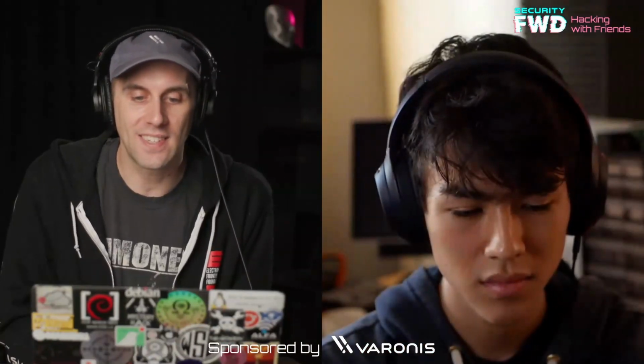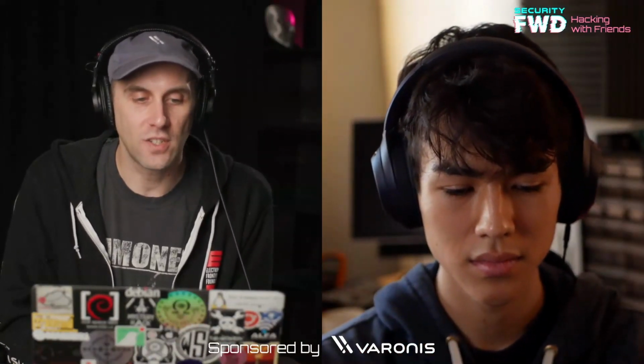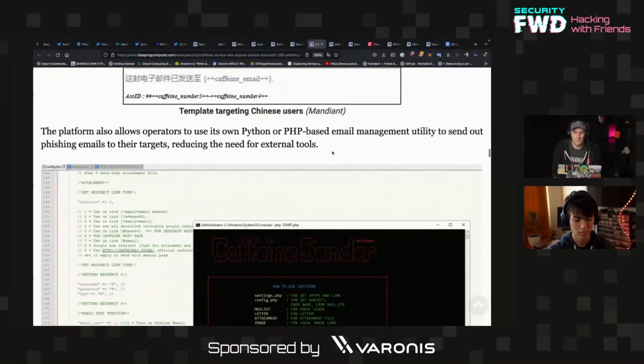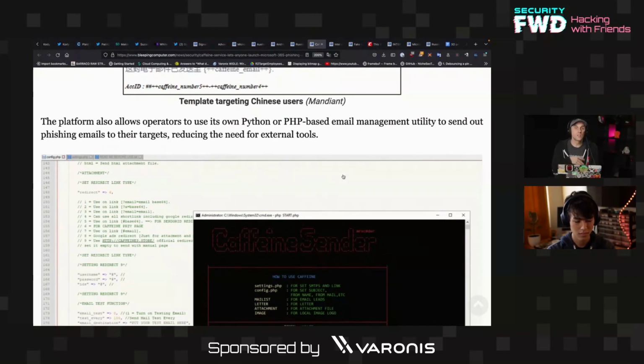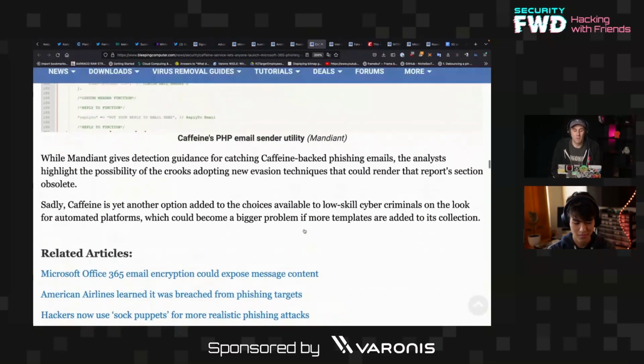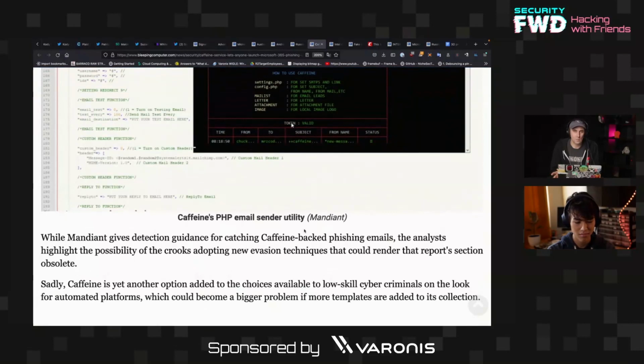Another interesting thing about this is it tends to have its own feature set and tools. Rather than needing to use your own Python or PHP-based email management utility to send these emails out, you can just use theirs. They have other scripts that can help you send things out and manage your email scams that are going on. And this is all included with that price. So that is why they are charging so much more than other phishing as a service platforms. For one, the barrier to entry is super low. Their technology is very sophisticated.